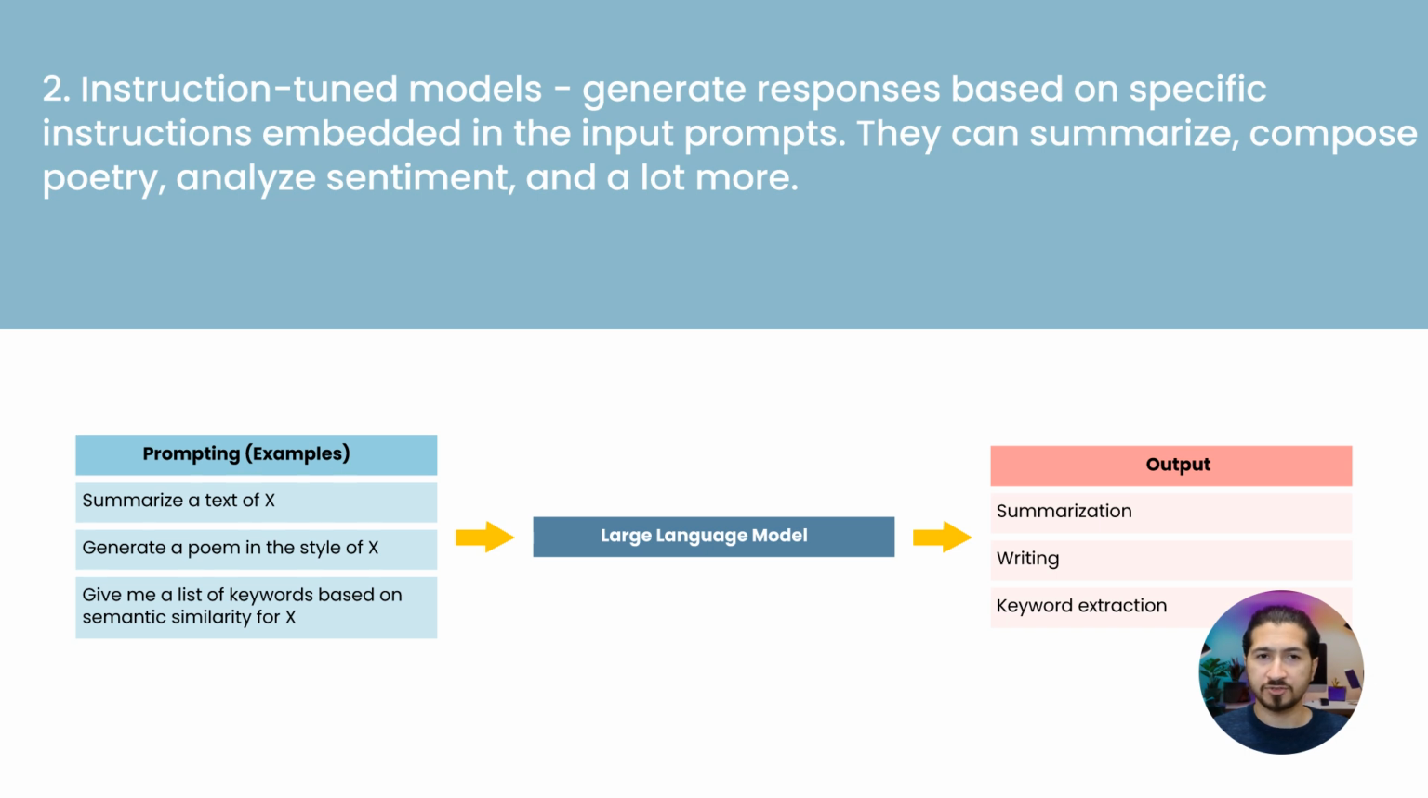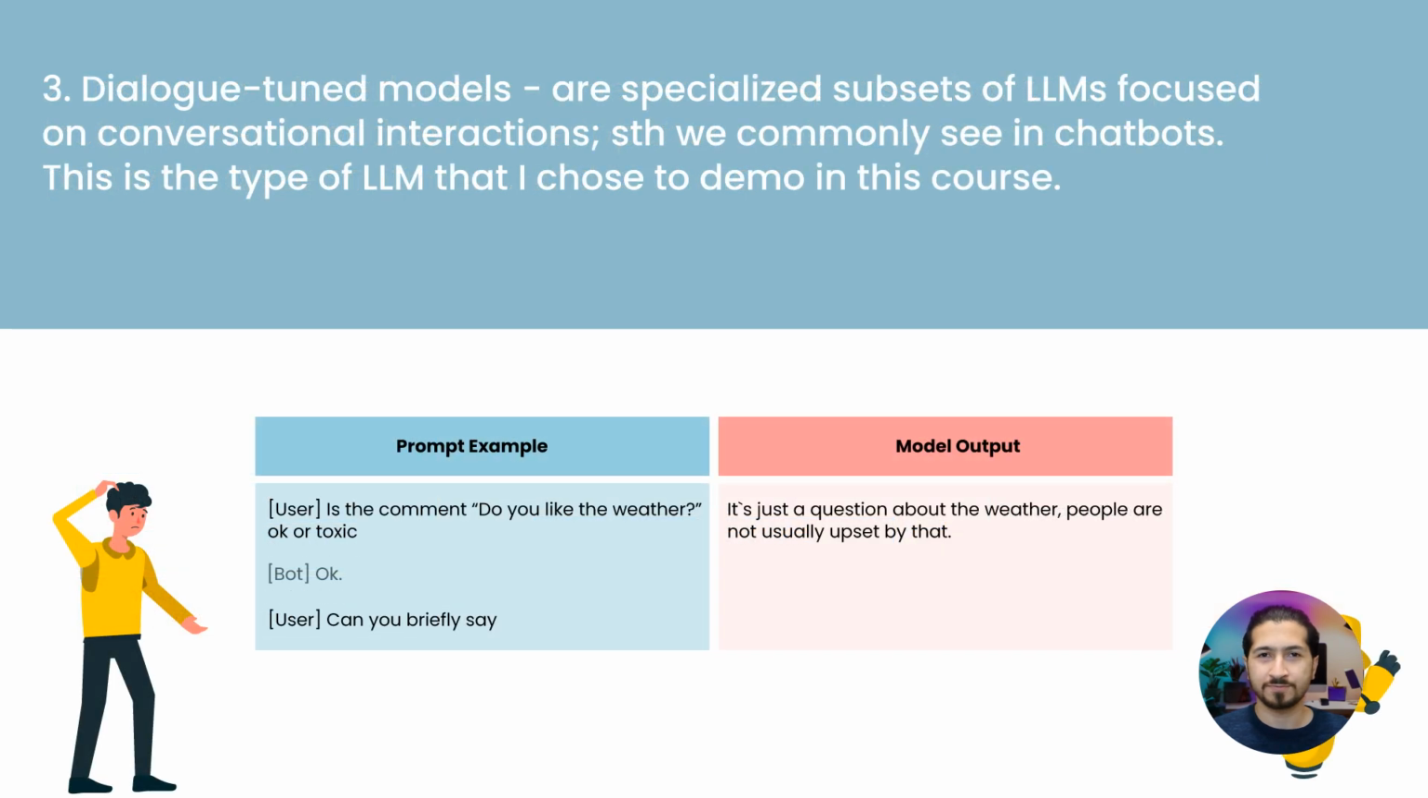Instruction-tuned models generate responses based on specific instructions embedded in the input prompts. They can summarize, compose poetry, analyze sentiments, and a lot more. Dialog-tuned models are specialized subsets of LLMs focused on conversational interactions, something we commonly see in chatbots. This is the type of LLM that I chose to demo in this course.